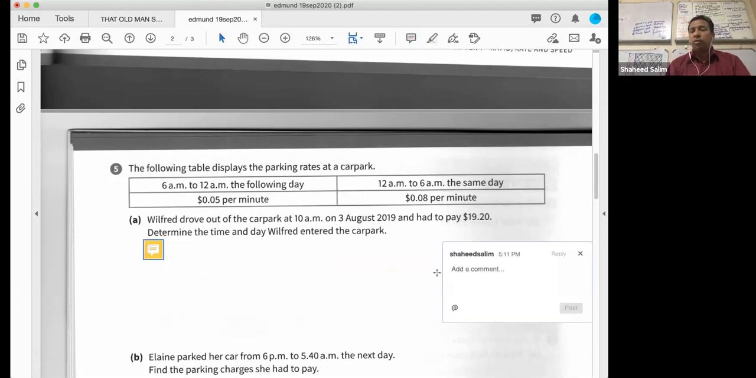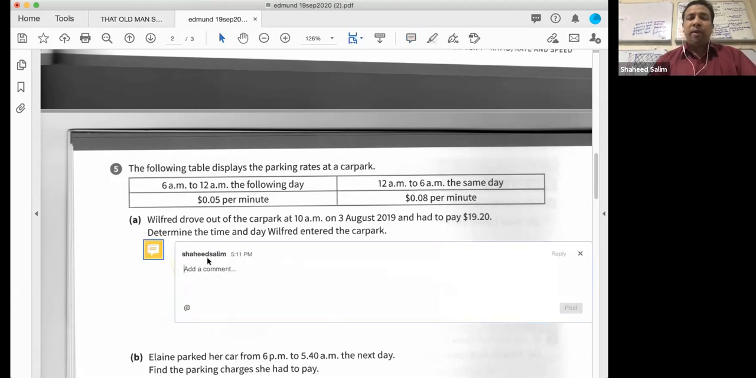Okay, so now I'm going to write it here. Here we have a rate starting from 6 a.m. And it will continue to 7 a.m. Same rate, 5 cents per minute. It will continue to 8 a.m.